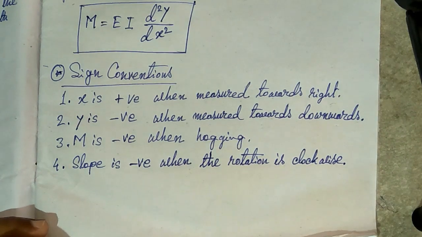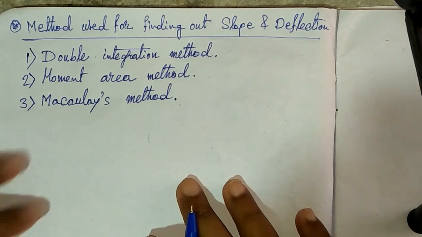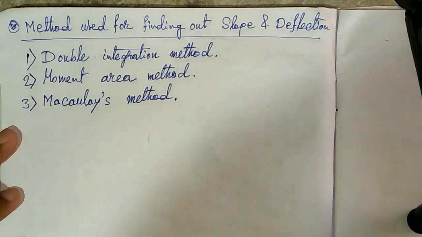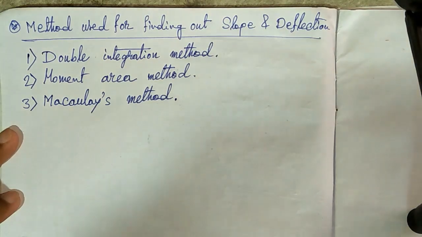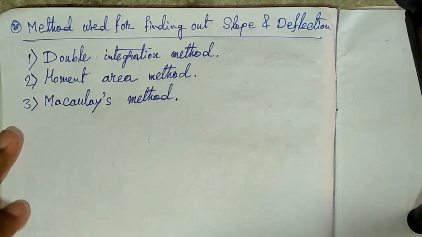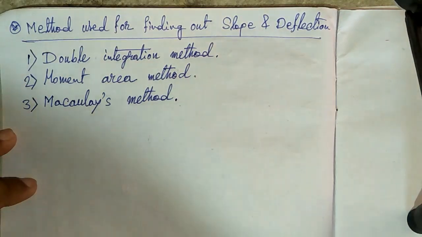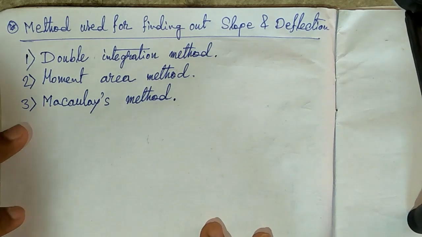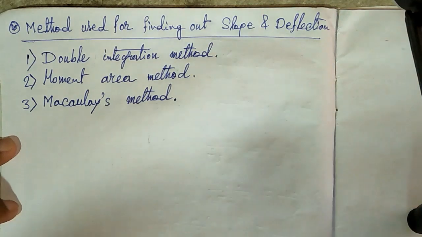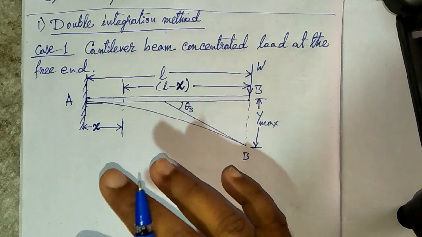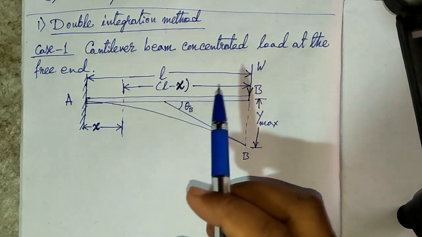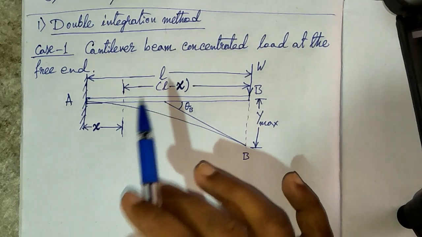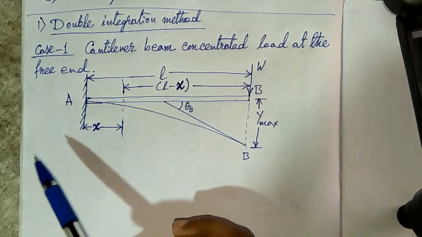Now the methods used for finding the slope and deflection. The first is the double integration method, the second is the moment area method, and the third is Macaulay's method. We will start with the double integration method, for the cantilever beam. So this is the first case, a cantilever beam with a concentrated load at the free end. We are going to solve this problem using the double integration method.